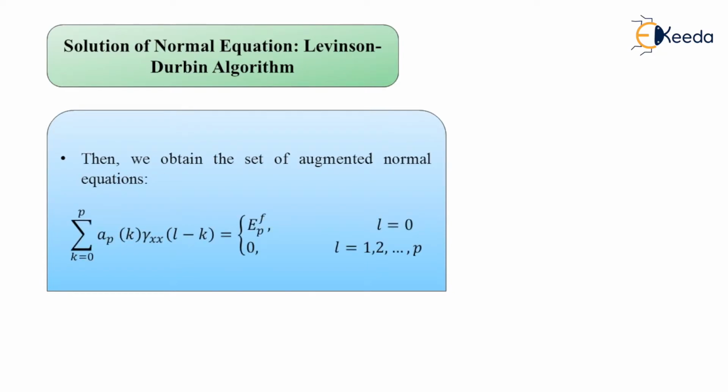We have the summation k equal to 0 to p of a suffix p of k multiplied by gamma suffix xx of l minus k, having two values. The first one is the MMSE, denoted by E suffix p with superscript small f, that is the minimum mean square error, where l is equal to 0. Otherwise, the right-hand side is equal to 0 for l greater than 0, that is 1, 2, 3 and so on up to small p.